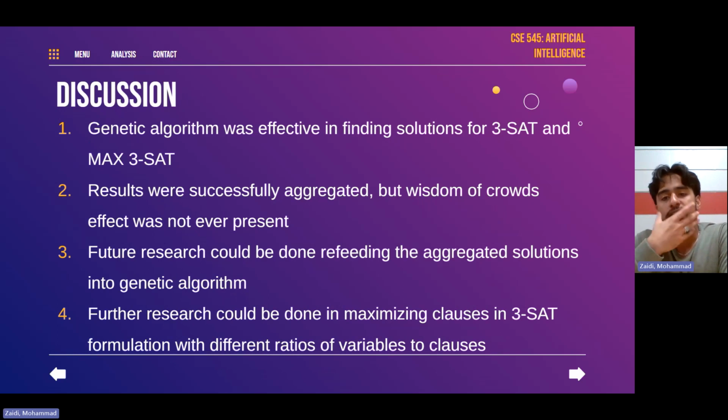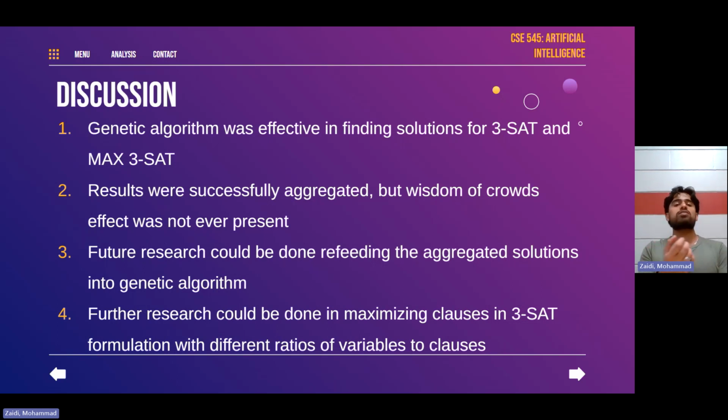Now, future research could be done in refeeding the aggregated solutions into the genetic algorithm. So we run the genetic algorithm multiple times, get those solutions, aggregate them, do that multiple times, and then feed them all back into the genetic algorithm and see if we can break through places where we had gotten to a certain number of clauses but couldn't grow past that. Part of the reason we might not have seen such nice results is because our genetic algorithm was already so effective that it was finding good or perfect solutions, and so wisdom of crowds couldn't beat it.